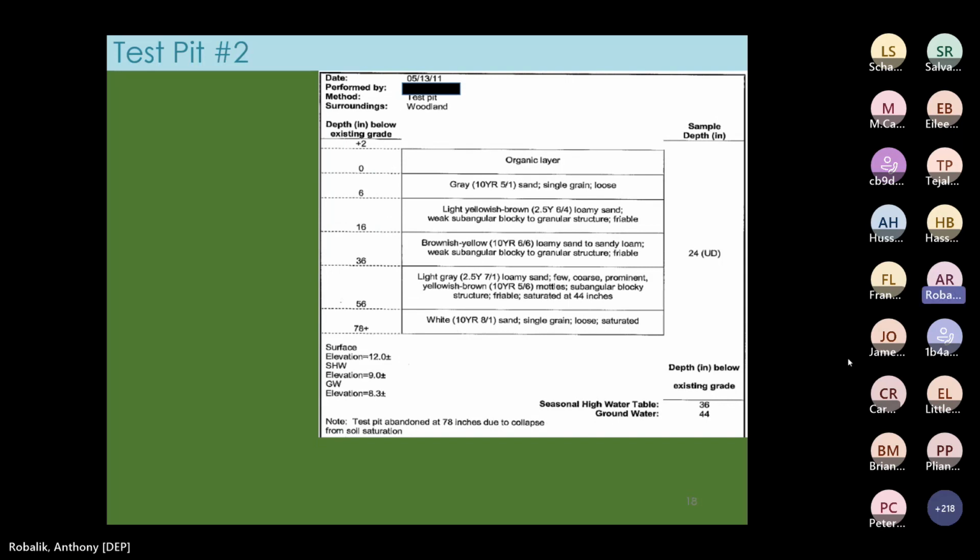So here's test pit number 2. Looking at it, it's pretty similar to the first one. You have sand, then you have loamy sand, and then start to see mottling. They took their sample in the loamy sand to sandy loam layer, which again appears to be the most hydraulically restrictive layers, so that's good. And we can see here that the mottling happens in this one a little deeper than in the previous test pit. It's at an elevation of 9 feet rather than 9.5.